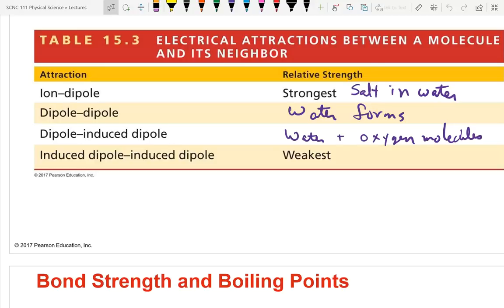Okay, so covalent is between atoms to form a molecule. And now we're looking at bonds between molecules to hold them together to make a solid or liquid. So if I have dipoles, which kind of bond am I going to make? Dipole, dipole. And so that should be our second strongest. The ion dipole would be the strongest.